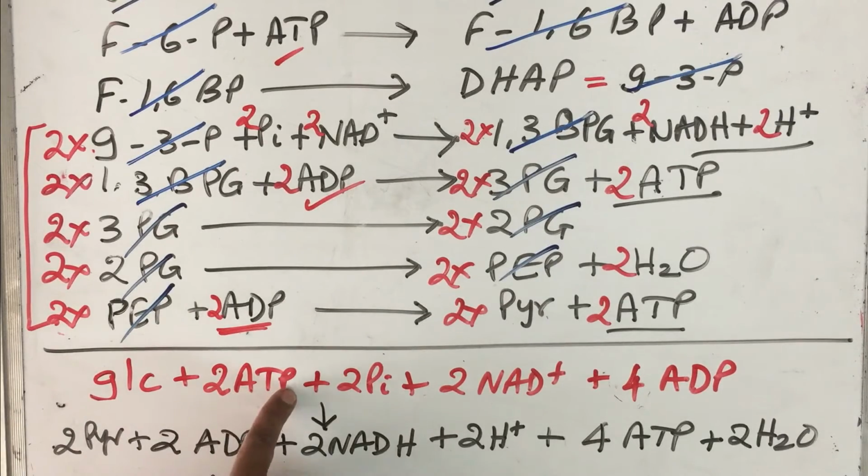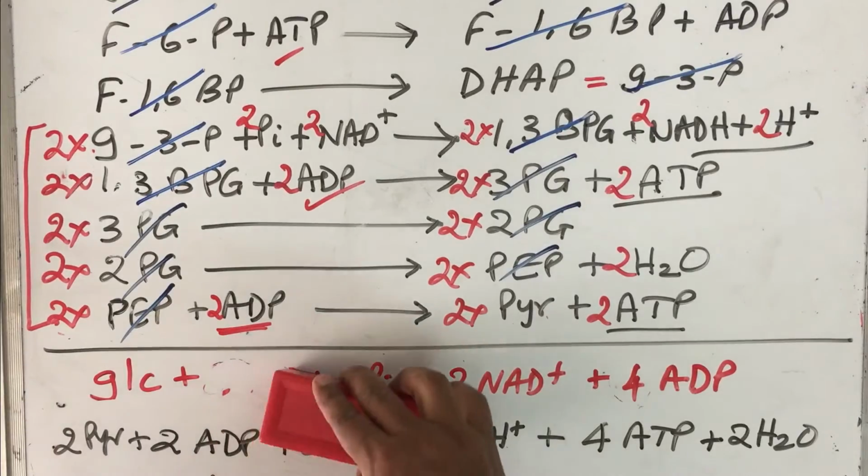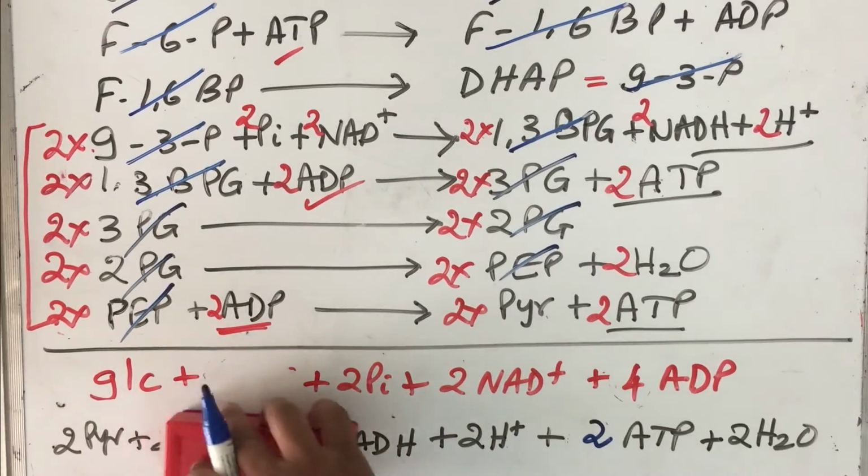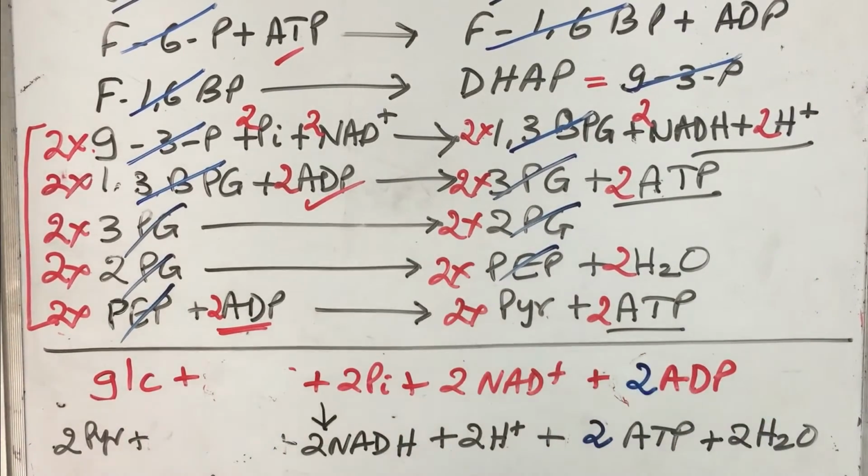Again, whatever is common here we will cancel it. So you will find 2 ATP here and 4 ATP. So if you cancel this 2 ATP, it is 2 ATP here. You will find 4 ADP here and 2 ADP here. So these 2 ADPs are gone, and let us make it 2 ADP here. So this is going to be the overall equation for stoichiometry for glycolysis. That is glucose plus 2 Pi plus 2 ADP plus 2 NAD plus, that will give rise to 2 pyruvate, 2 NADH plus 2 H plus, plus 2 molecules of water and 2 ATP molecules. So we have a net gain of 2 ATP molecules in glycolysis. This is called a stoichiometry.